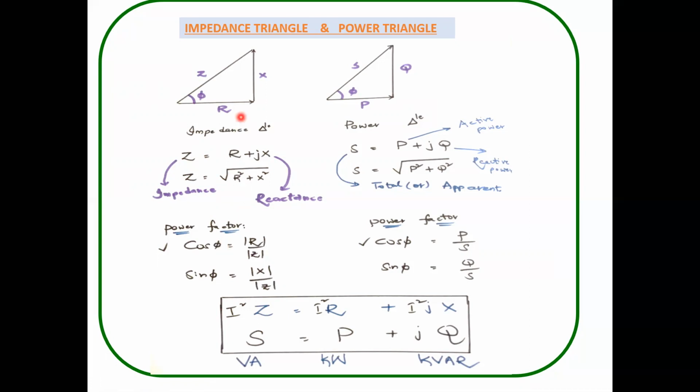Adjacent value is R and hypotenuse value is Z. This one is nothing but R by Z. But from this particular impedance triangle, I would like to produce one more triangle. That triangle is nothing but the power triangle.